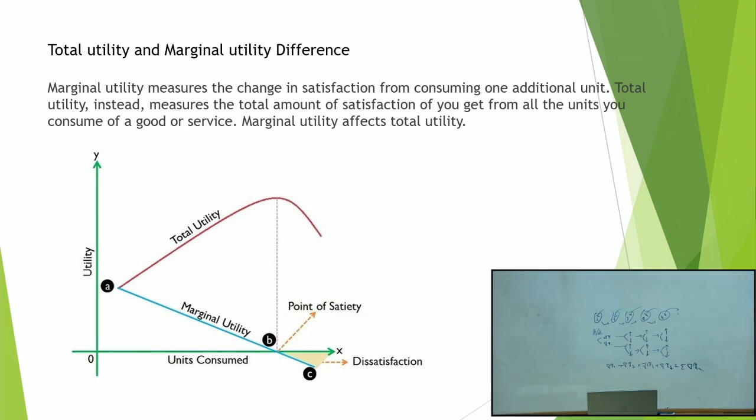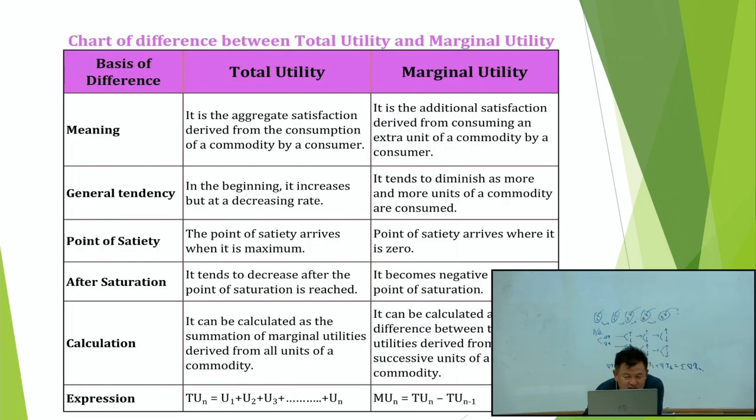This one is for dissatisfaction. It means if I consume more and more, I don't like it or hate it, and the utility is decreased. Point this one. This is the difference between total and marginal utility.